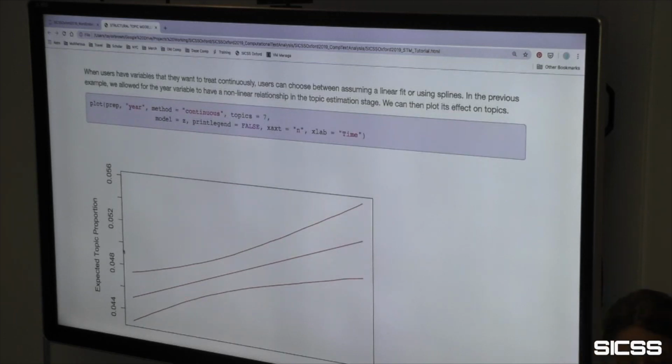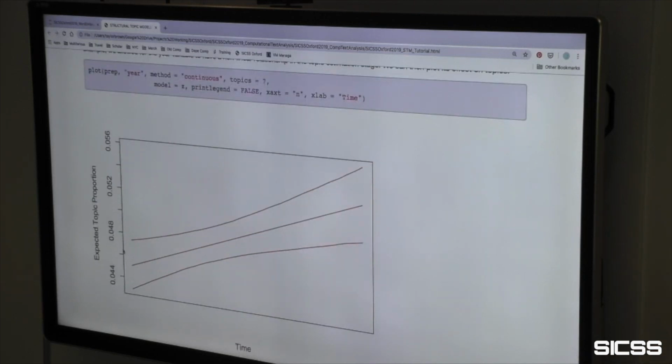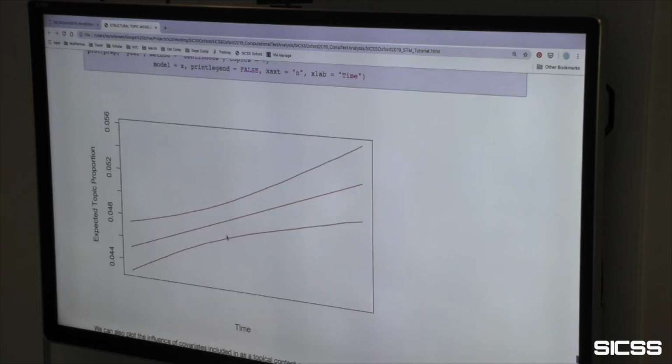If your covariate is continuous, as with year, you can just look at the expected proportion of a particular topic over time. So this was looking at topic number 7 over time. And this is just the base visual. You can make the visuals much more interesting and layer on all the topics and how they change over time. But this is really neat that they provide this at all.